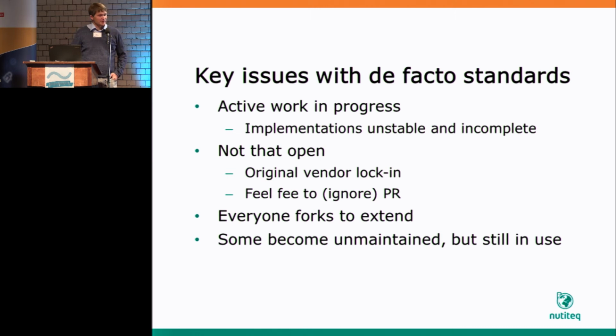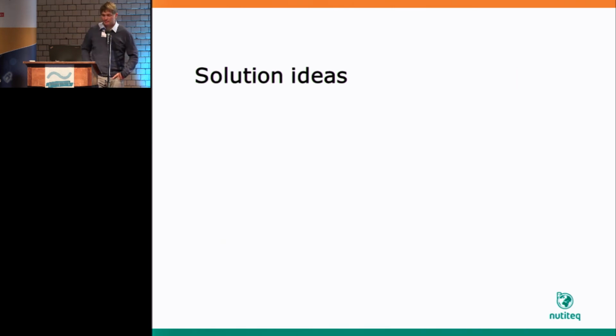And some of the standards become unmaintained. I think this Carto's CSS is a little bit like that. This is still actively in use, but I think Mapbox was the original creator of that, but they don't use it anymore that much. So it's kind of an orphaned standard. So yeah, it's quite a mess. But to resolve it, I have some ideas also.